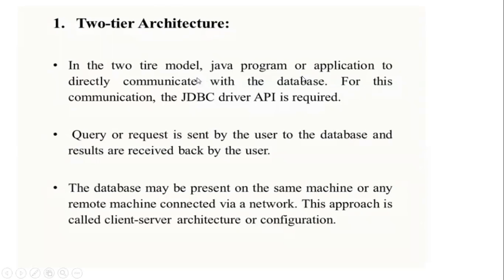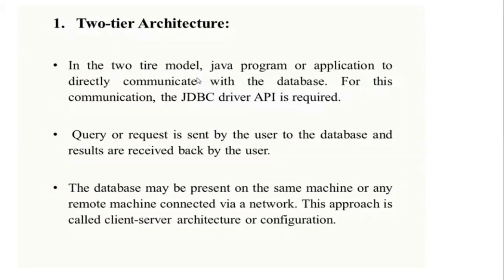In the two-tier model, a Java program or Java application directly communicates with the database. For this communication, the JDBC driver API is required. A query or request is sent by the user to the database, and then the results are received back by the user. Whenever the client does some operation on the database, the results can be received by that client or user. Then the database may be present.